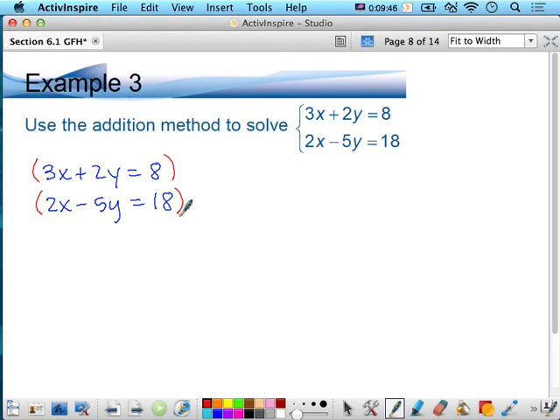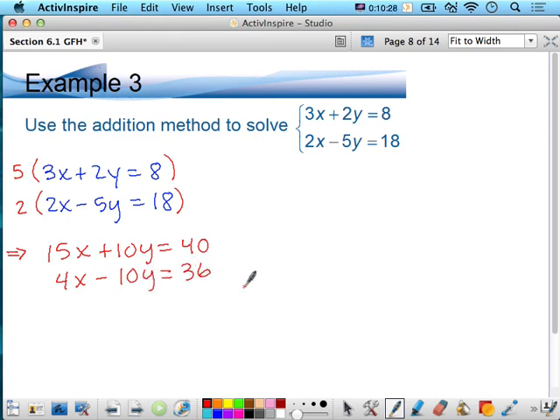Okay, so right now I have a positive 2y and a negative 5y. If I want to produce the same coefficient, I can turn them both into tens by multiplying the top by 5 and the bottom by 2. That would make my y variables have a coefficient of positive and negative 10, so that when we add them together, we would get 0. When I distribute, we have to be sure we distribute to both sides of the equation. So on top, we have 15x plus 10y is equal to 40. In the second equation, we have 4x minus 10y is equal to 36.